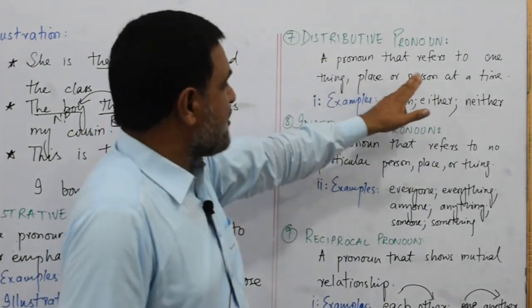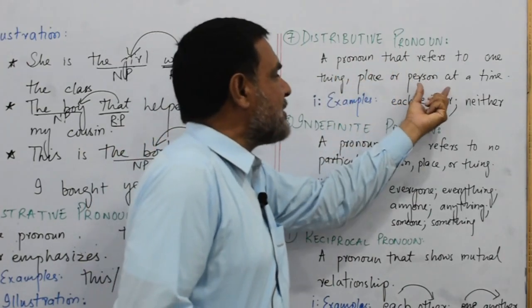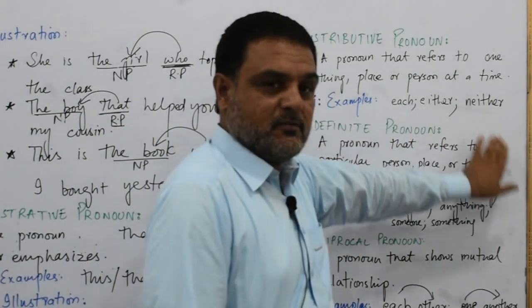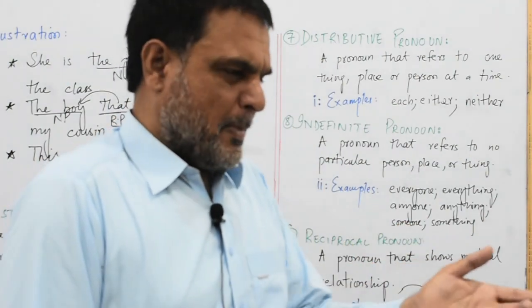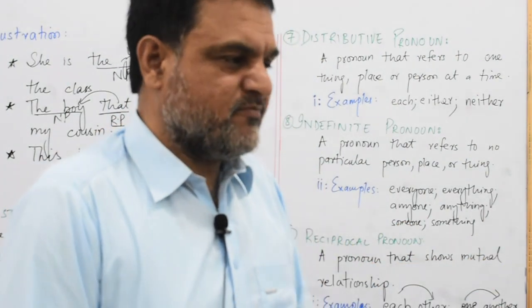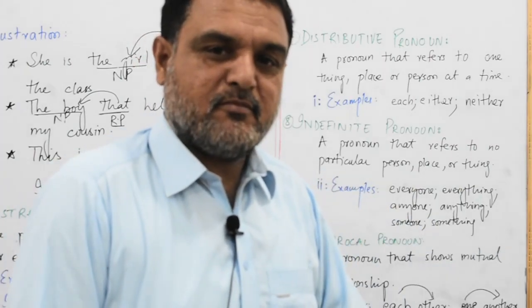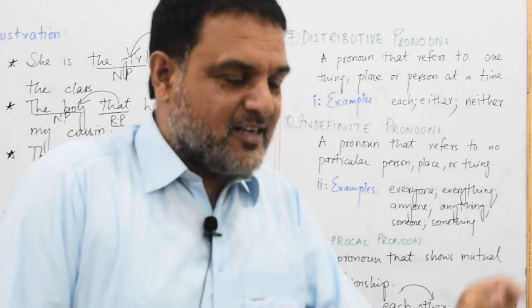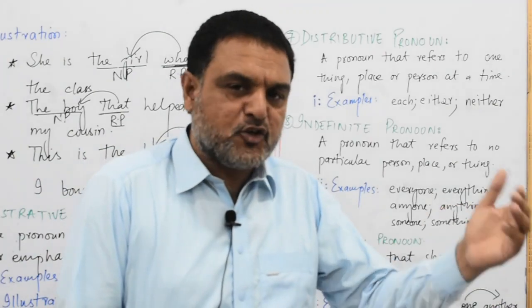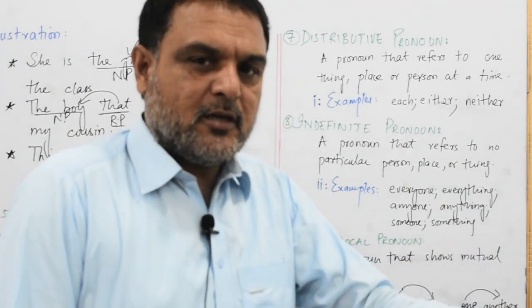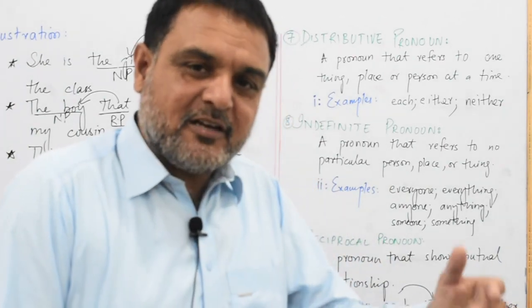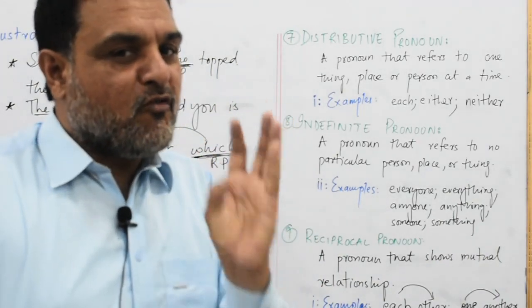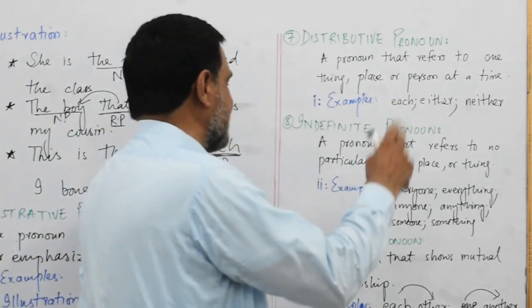So the pronoun that refers to one thing, one place, one person at a time is called a distributive pronoun. Either, neither. There are two books on the table. I like neither. Neither here is a pronoun, and it is referring to every one of them, one at a time. I can use it in a different way. There are two books on the table. You can pick either. So either, neither, each, they are all distributive pronouns because they refer to one thing at a time or one person at a time.